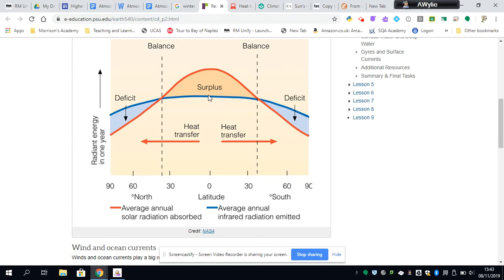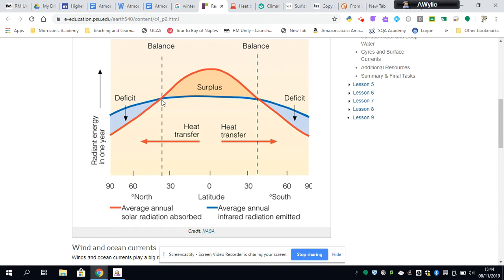To understand this, the gap between the gain, which is the red line, and the amount being lost, which is the blue line, represents whether there is overall more or less. So this whole area is in surplus, which basically means it's getting more solar radiation than it's losing. These two points where the lines cross are the tropics, the Tropic of Cancer and the Tropic of Capricorn. They represent the point on the planet where the amount being gained is in balance, equal to the amount being lost.